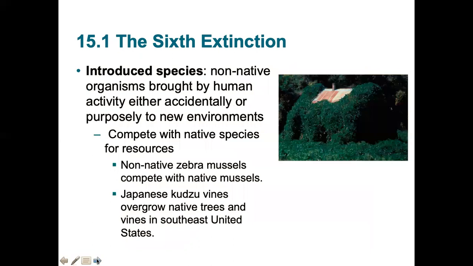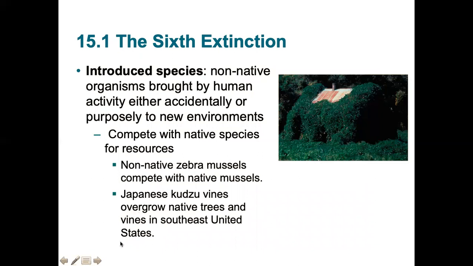Then there are also introduced species. Introduced species have not co-evolved with the other species in that ecosystem, which means that they haven't been subject to the same selective pressures or the same balances within that ecosystem. And so if they happen to have a fitness advantage, or even if they don't, even if they're just competitive, they will disrupt that delicate balance of the ecosystem.